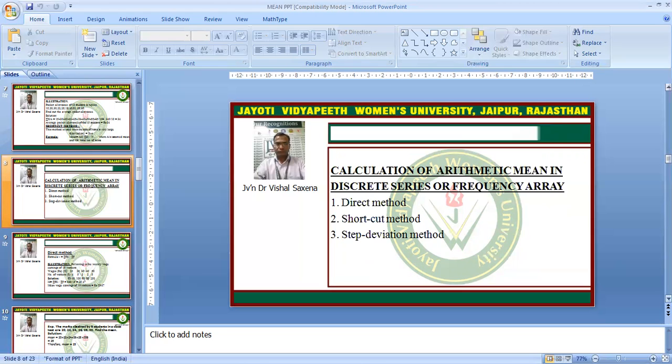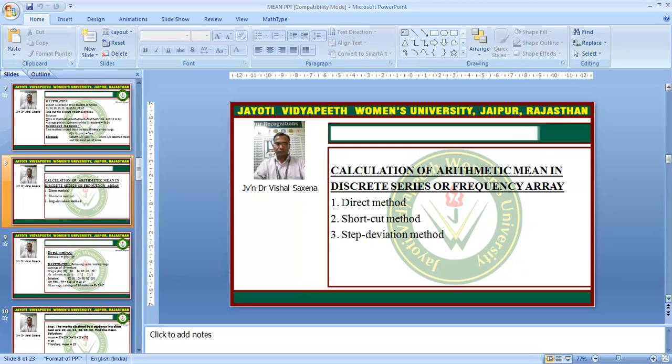Now next, calculation of arithmetic mean in discrete series or the frequency array. We all know what kind of series a discrete series is. A discrete series is that series in which along with the data we are also given the frequencies. So a series with frequencies and data is known as the discrete series. And for discrete series, how can we find the arithmetic mean?